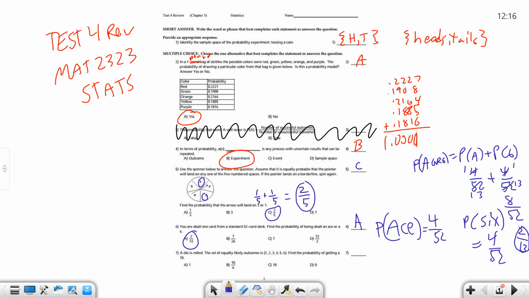Okay? You have a 1 out of 13 chance of an ace, 1 out of 13 chance of a 6, or 4 out of 52 for each one. You add those together because you can't get an ace and a 6 at the same time.